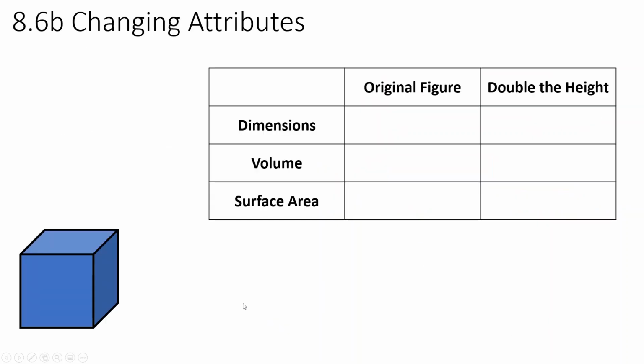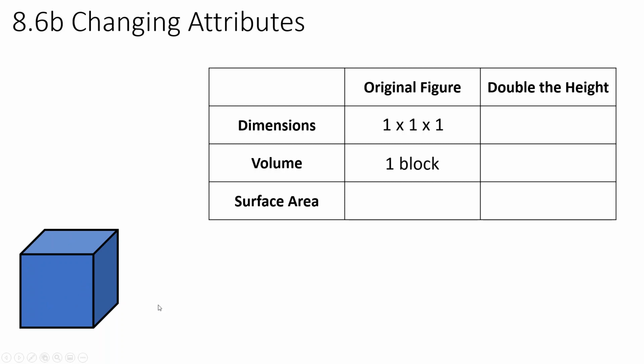All right. So we have this figure. We have this square. Let's figure out its original dimensions, and then let's double the height and figure out what its new dimensions are. So its original figure, it's a 1 by 1 by 1. Length, width, height, they're all 1. Its volume, how many cubes is this creating this figure? It's 1 cube, 1 block.